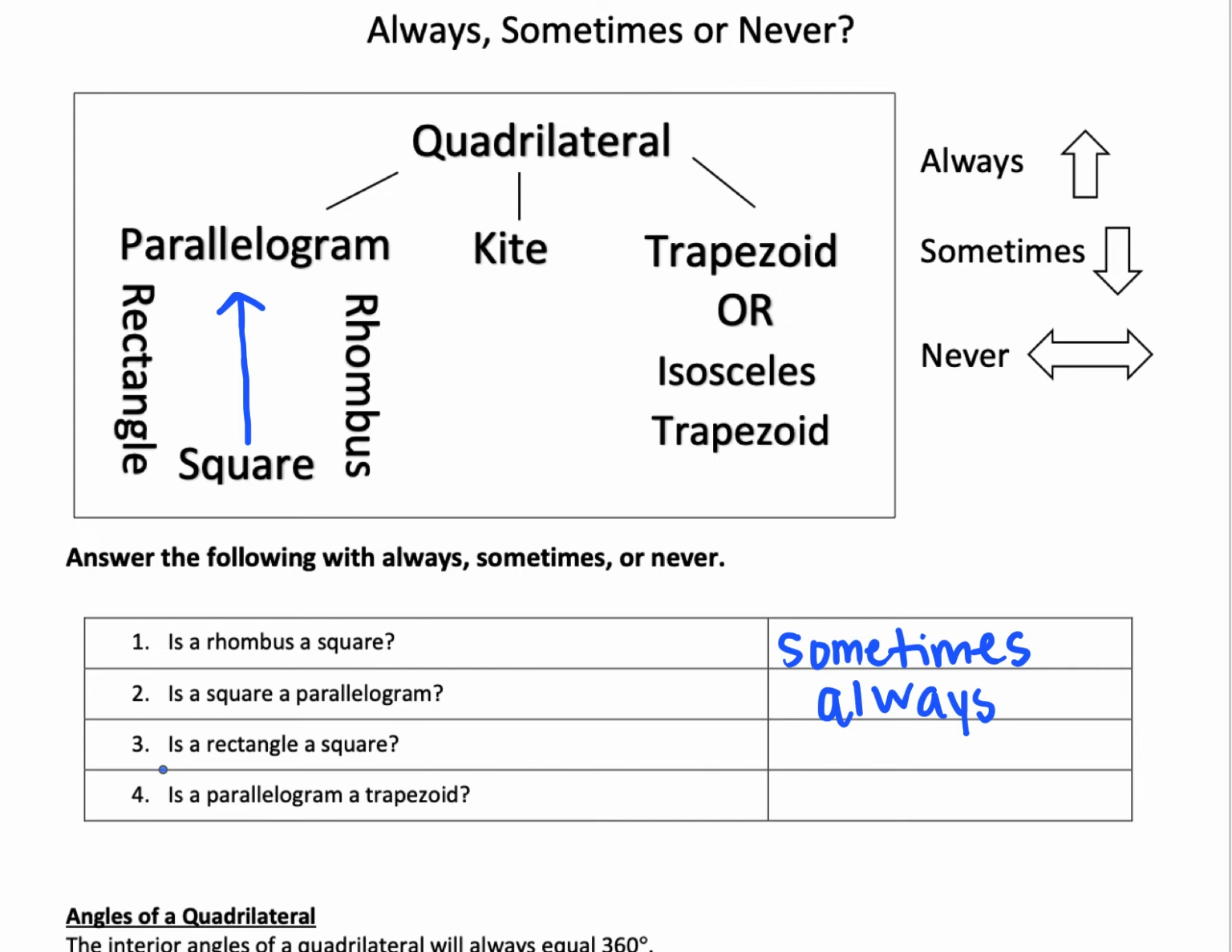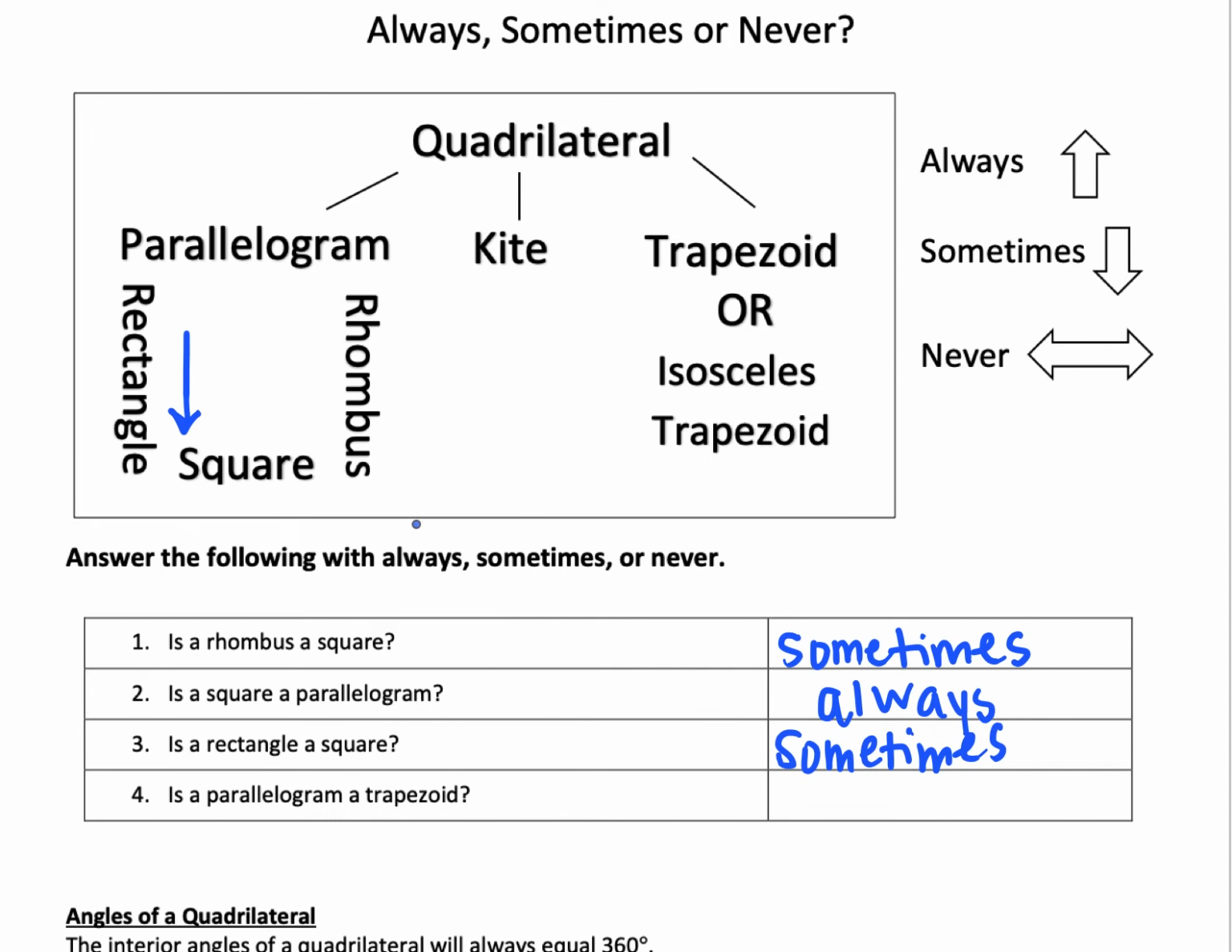Now we have the third one, is a rectangle a square? So to get from rectangle to square, we have to go down. So that's going to mean sometimes. Now again, a rectangle has its opposite sides congruent, opposite sides parallel, and 90-degree angles, and the only time it can be a square is if all the sides are congruent. If it just looks like a normal rectangle where one set of sides is longer than the other, then it won't be a square. But if you end up having a rectangle where all the sides are congruent, you can say that it's a square. So it's just a sometimes there.